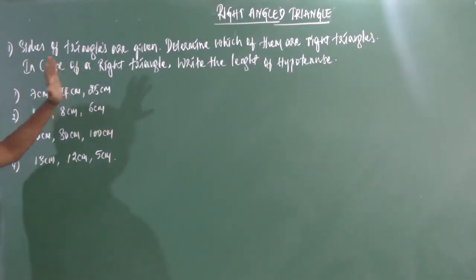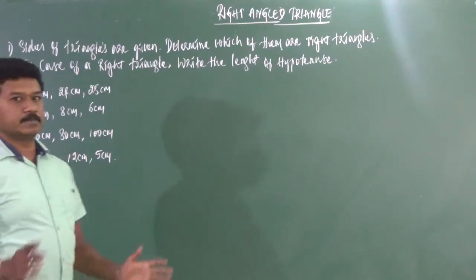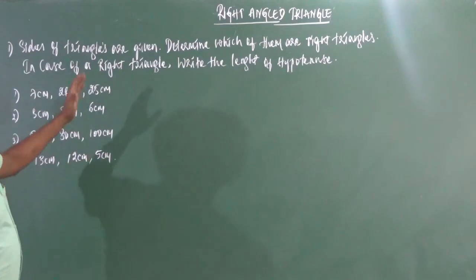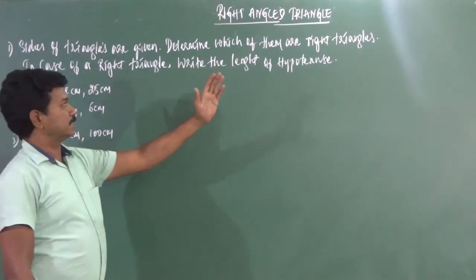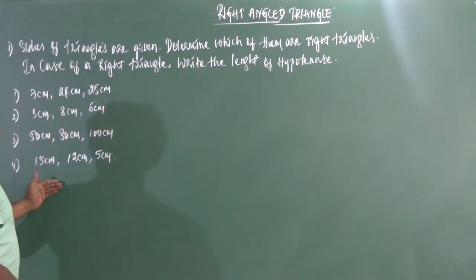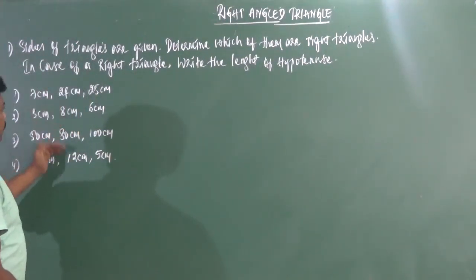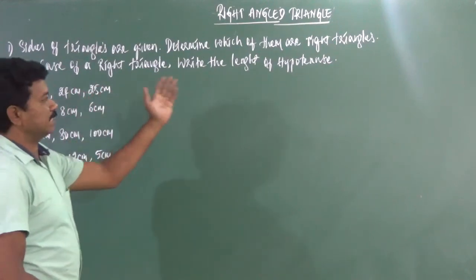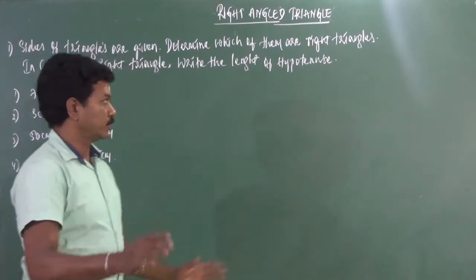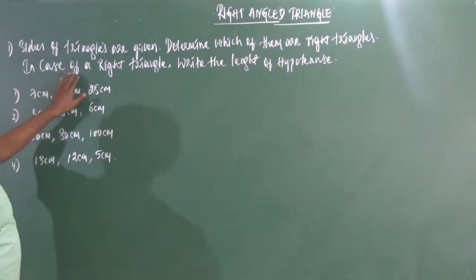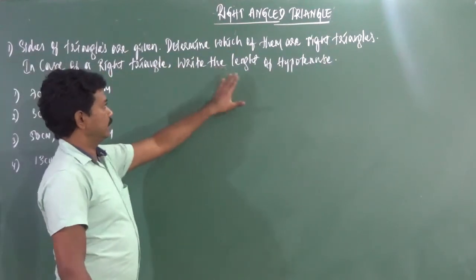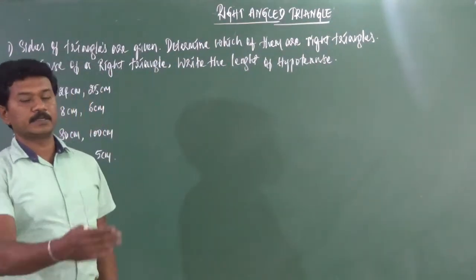Sides of triangles are given. Okay, you have to imagine this. Some sides of triangles are given. For a right angle triangle, it's understood that. So determine which of them are right triangles. So using the sides, they have given 4 sets of sides here. So using this, we have to determine which of them are right triangles. Right triangles, in the sense right angled triangles, both are one and the same. So in case of a right triangle, if you get a right angle triangle, write the length of the hypotenuse. So you have to recognize the hypotenuse.